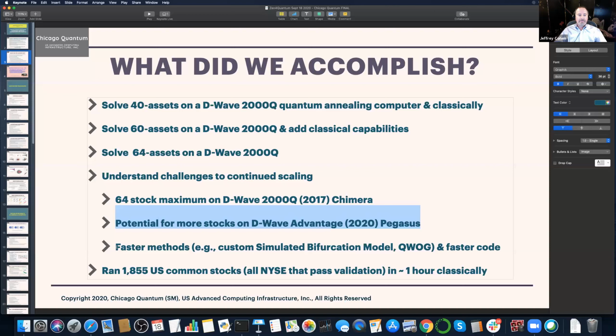And then the other for us is faster methods. So we've developed a custom simulated bifurcation model, and using quantum walks on graphs, and then just accelerating all of our code. And again, just to put it in perspective, we can run 1,855 stocks, all in, validation, soup to nuts, to the report in about an hour.